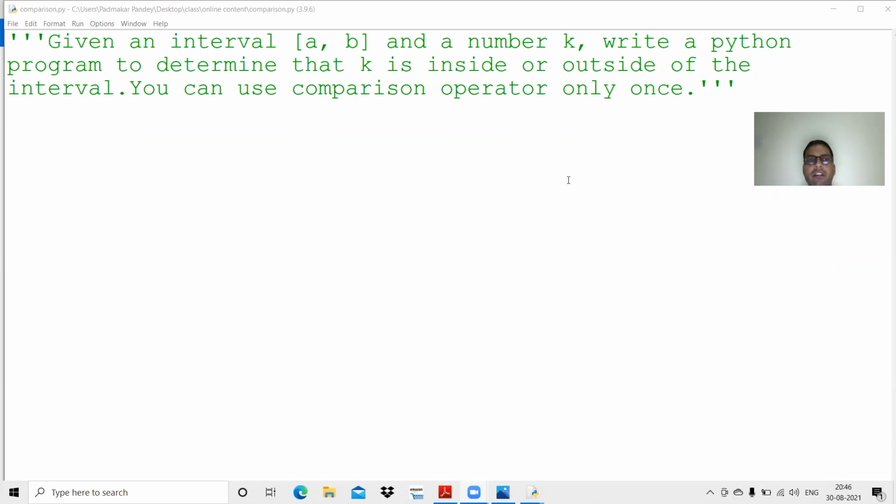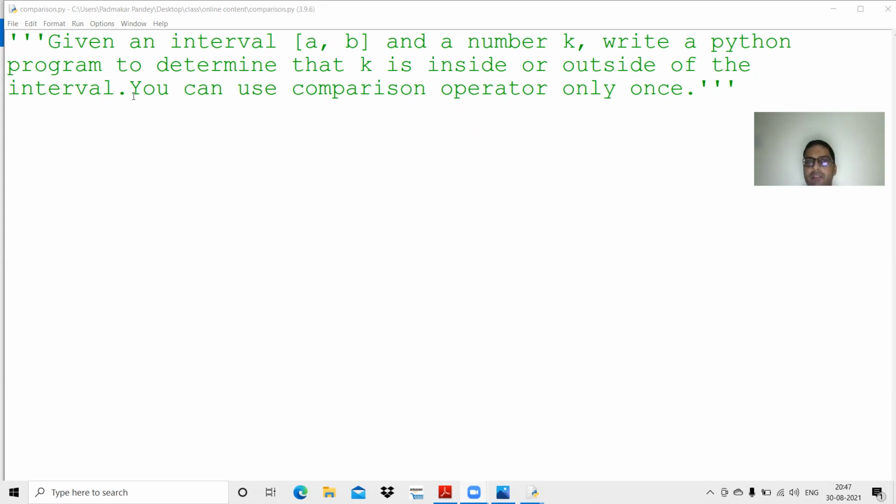Otherwise, if this condition that you can use comparison operator only once was not given, we will simply compare k with a and b. If k is greater than or equal to a and less than or equal to b, then it means k is inside of the interval, otherwise outside. But here you can see we have to use comparison operator twice. Once we are comparing k with a and then with b. But here we are given a condition that we can use comparison operator only once. So we have to think of something else.